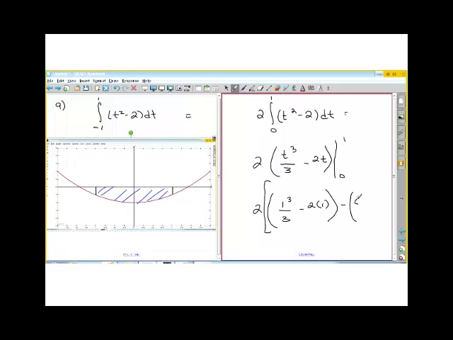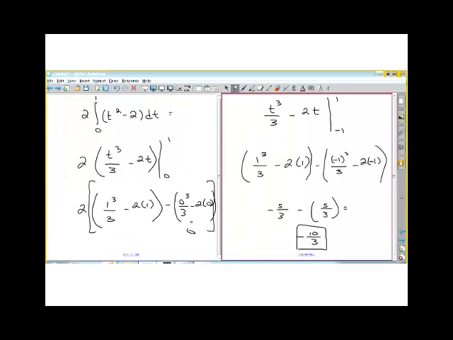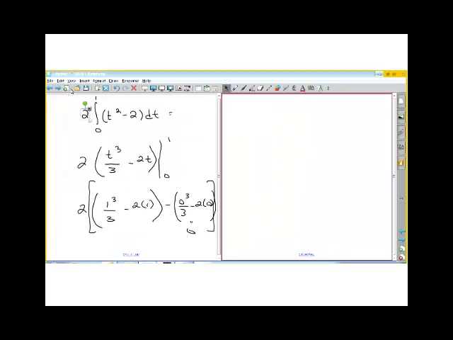So I'm going to put a big bracket around here. And then we subtract it at the lower limit, which is just 0. So the lower limit, this equals 0. And I need to add a page.